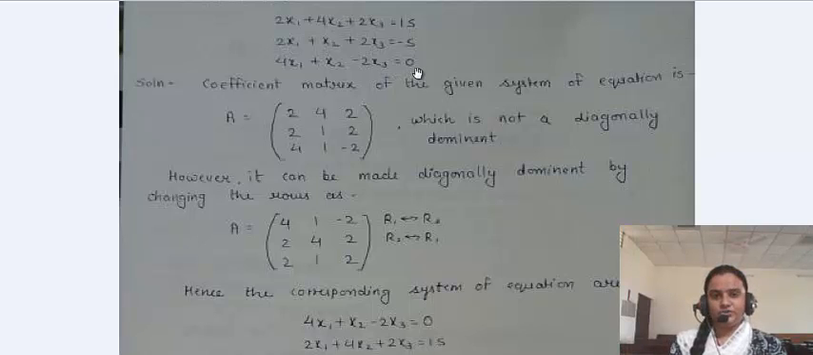So we will solve these equations here. The coefficient matrix of the given system of equations is A is equal to 2, 4, 2, 2, 1, 2, 4, 1, minus 2, which is not diagonally dominant. However, it can be made diagonally dominant by changing the rows, as we have changed the row R1 with R3 and R2 with R1, as we can see from this.